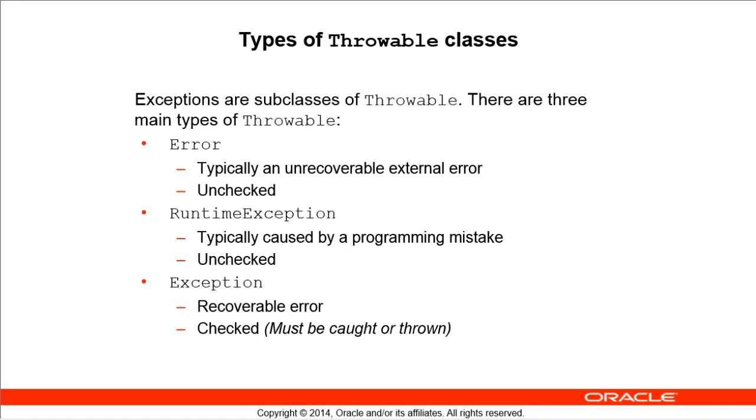When an exception is thrown, that exception is an object that can be passed to a catch block. There are 3 main types of objects that can be thrown in this way, and all are derived from the class Throwable. First, there's Error, which is typically an unrecoverable external error. External meaning it was caused by a condition external to the application, like the OS, for example. Then there's the RuntimeException, which is usually the result of programming mistakes. And then there's Exception, which is recoverable.